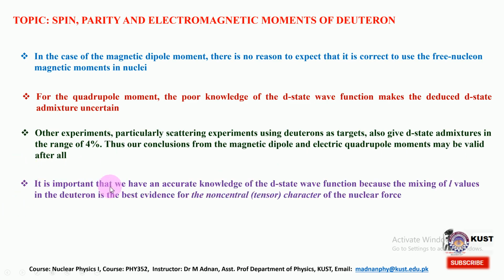Now, it is important that we have an accurate knowledge of the D state wave function, because the mixing of L values in the deuteron is the best evidence for the non-central tensor character of the nuclear force. We have discussed previously what is meant by the non-central tensor component.